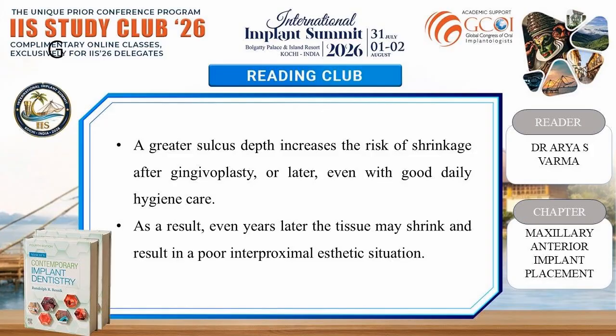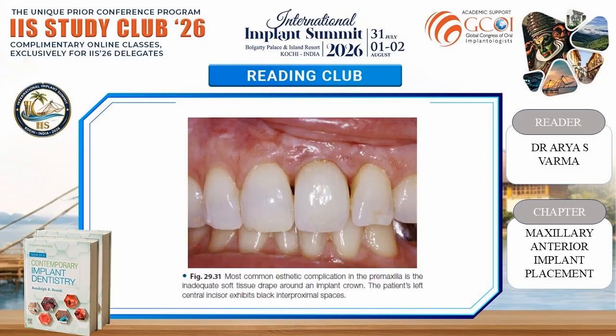A greater sulcus depth increases the risk of shrinkage after gingivoplasty or later even with good daily hygiene care. As a result, even years later, the tissue may shrink and result in a poor interproximal aesthetic situation. Figure 29.31 shows the most common aesthetic complication in the premaxilla is the inadequate soft tissue drape around an implant crown. The patient's left central incisor exhibits black interproximal spaces.